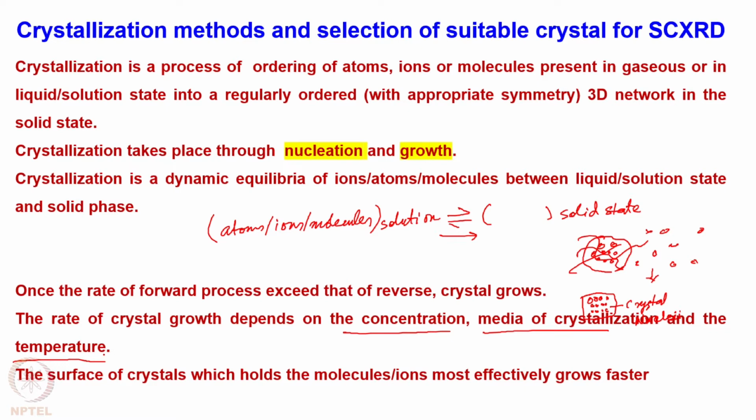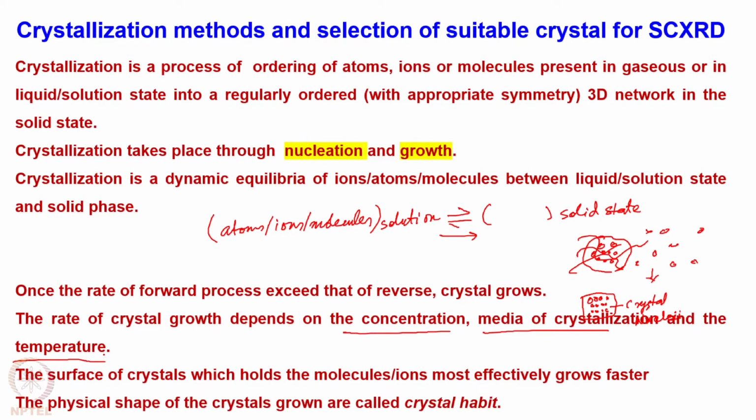The surfaces of crystals which hold the molecules and ions very firmly are the most effective surfaces for crystal growth. So not every surface of a crystal grows evenly. Some crystal surfaces grow much faster than other surfaces, which can be seen under a microscope. The physical shape of the crystals grown is called the crystal habit, which means a compound can crystallize in different geometric shapes. Crystals can be like prisms, plates, rods, needles, and so on. So that shape in which a compound crystallizes is called its habit.